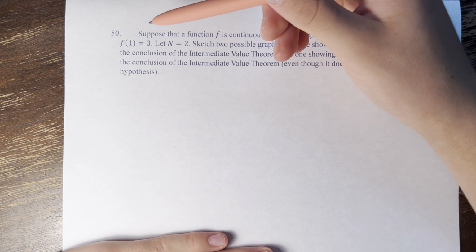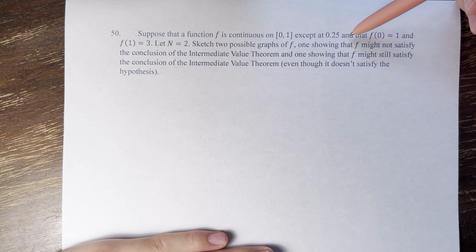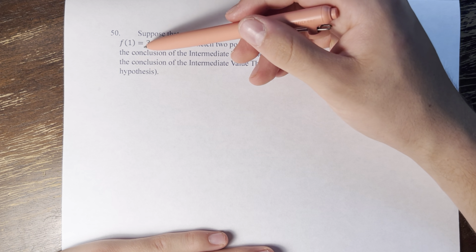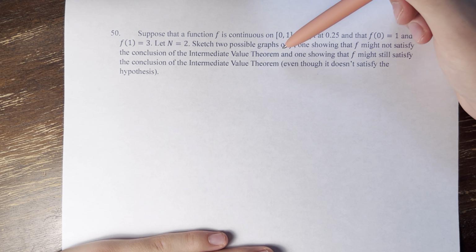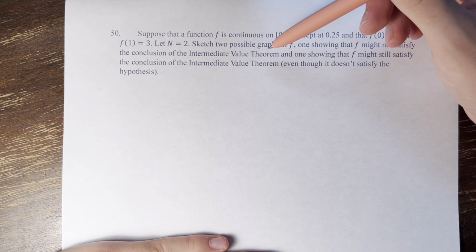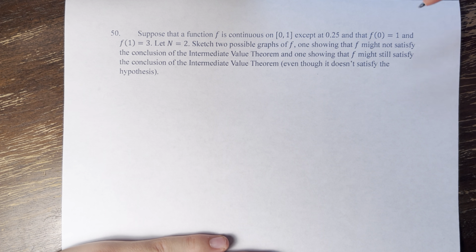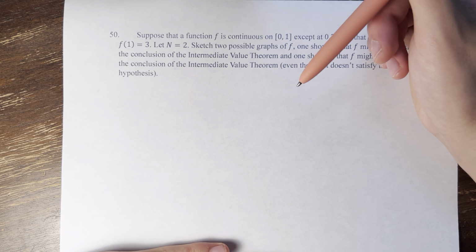In this problem, we're told to suppose that a function f is continuous on the interval from 0 to 1, except at 0.25, and that f of 0 equals 1 and f of 1 equals 3. Let n equal 2, and we're asked to sketch two possible graphs of f, one showing that f might not satisfy the conclusion of the intermediate value theorem, and one showing that it might still satisfy the conclusion of the intermediate value theorem, even though it doesn't satisfy the hypothesis.